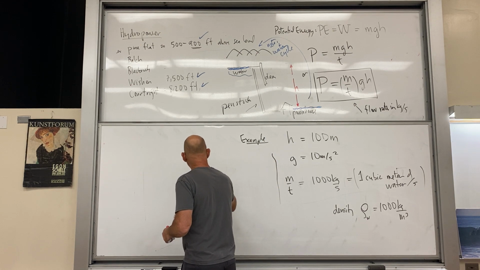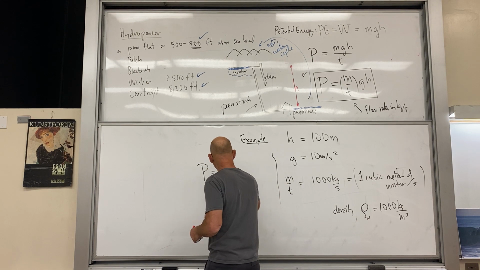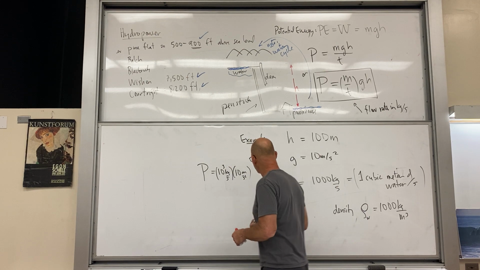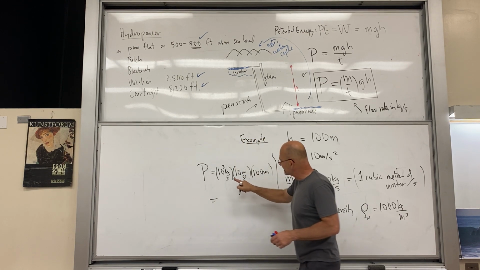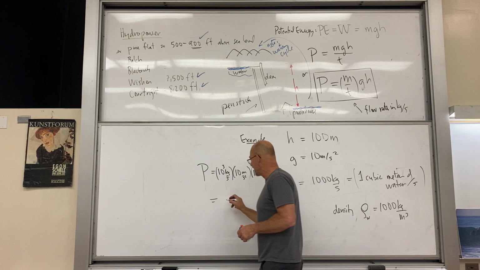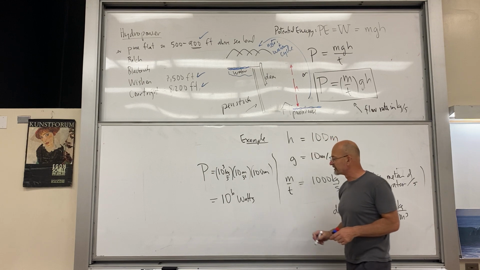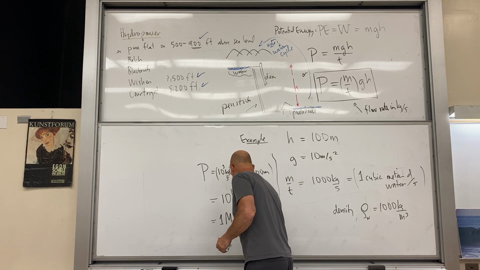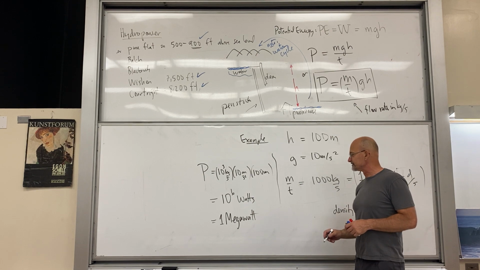working to the left, P is equal to 10 to the third kilograms per second. That's the flow rate. Times 10 meters per second squared. That's G. Times 100 meters. And what do we get? 10 to the 3, 4, 5, 6. So 10 to the 6 watts. Okay, 1,000,000 watts. That's a megawatt. Equals 1 megawatt. That's some terminology you should have heard, right? 1 megawatt. Now you've heard it.